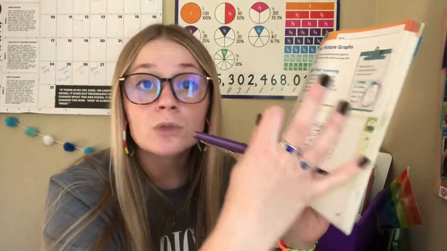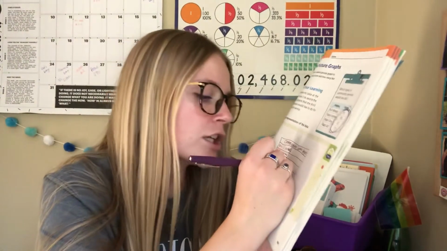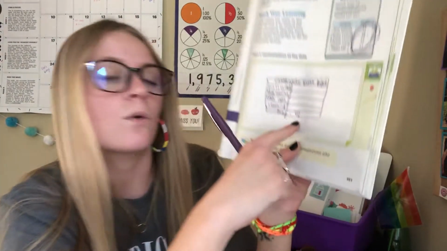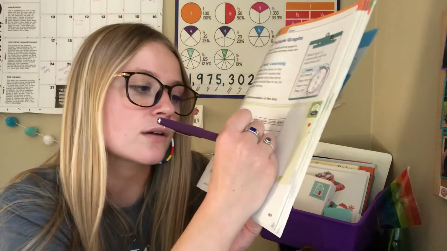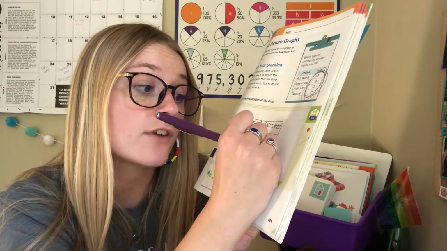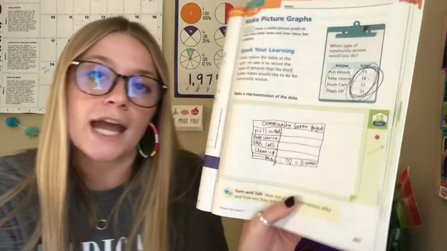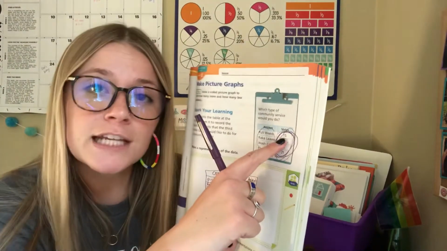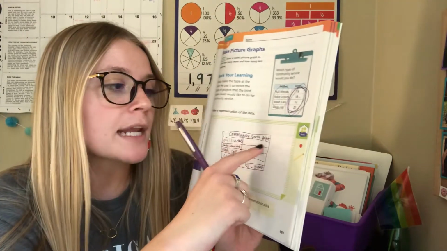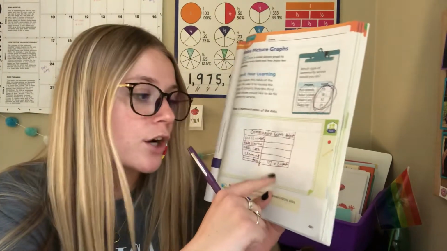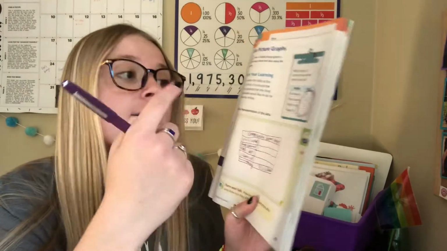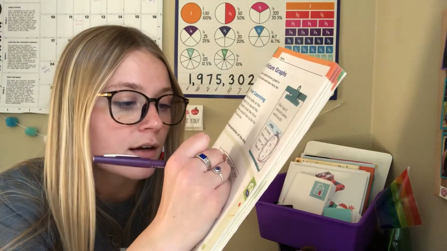So whatever symbol I choose is going to represent 3 votes. And I'm going to choose a heart because they're doing service. So 1 heart equals 3 votes. Okay, so now I'm going to translate my data. So for pulling weeds, 15 votes were counted. So how many hearts will I draw? Well, if 1 heart equals 3 votes, then 15 divided by 3 is 5, so I need 5 hearts.